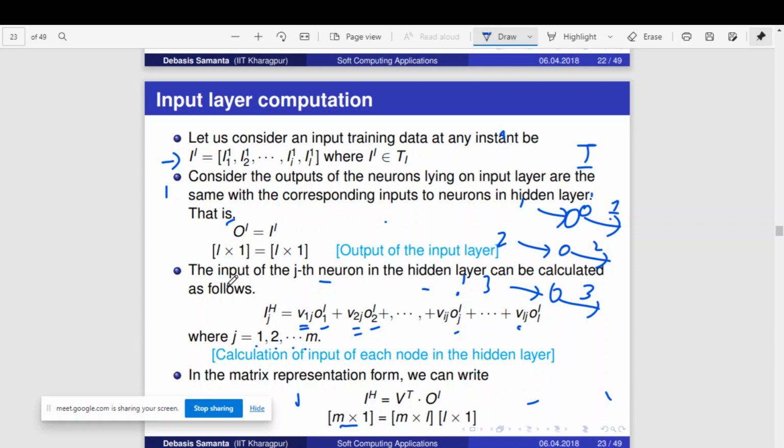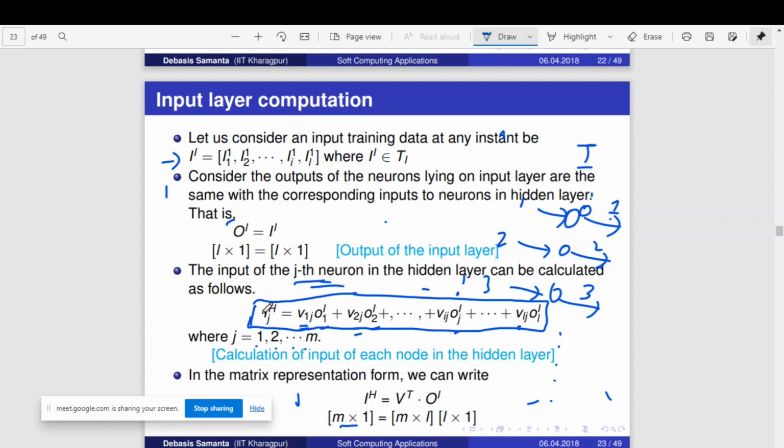Okay, now next what we have to calculate is the input to the jth neuron of the hidden layer. It includes two things: the output of all the neurons of the input layer and the weights. So the output of the first neuron of the input layer, the output of the second neuron, and so on, up to the output of the nth neuron of the input layer, and the respective weights, that is V1j, V2j, and so on up to VLj. Okay, so this is the input to the jth neuron of the hidden layer.